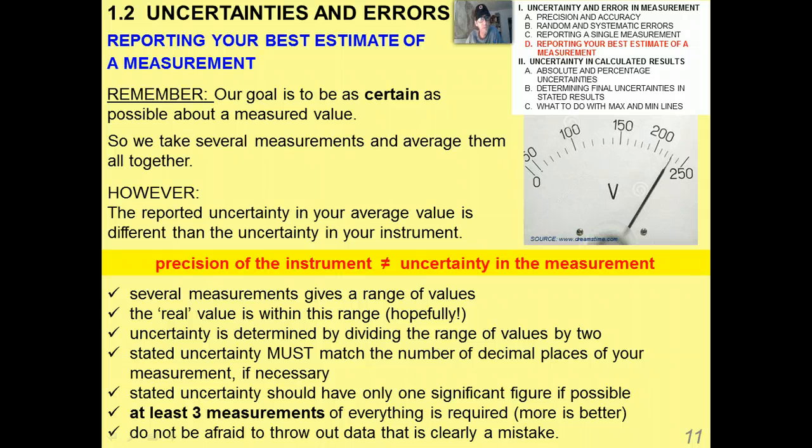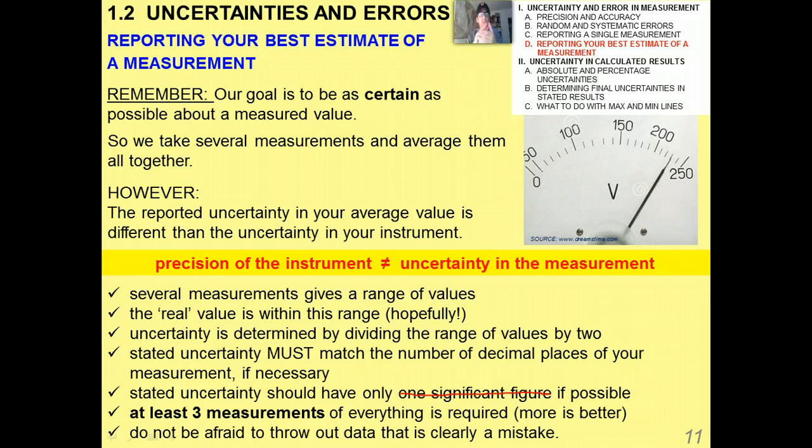Now, several measurements give a range of values. The real value hopefully is within this range, unless you're using super faulty equipment or you haven't slept for a week. The uncertainty is determined by dividing the range of values by 2. Okay, that's the max minus the min divided by 2. Okay, the stated uncertainty must match the number of decimal places. We've gone over that. Stated uncertainty should have only 1 significant figure if possible. And you know, I'm going to cross that out. And I would put 1 non-zero digit if possible, which essentially amounts to the same thing in a lot of cases.